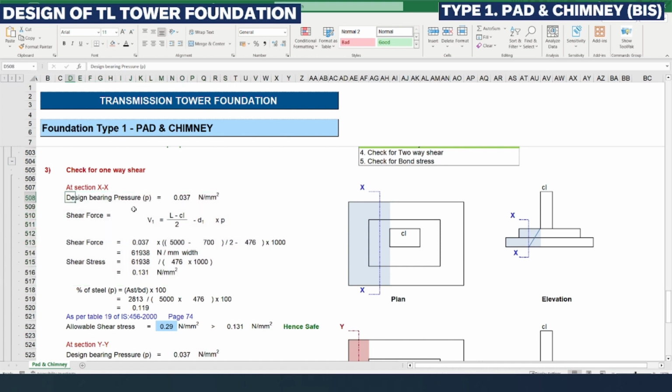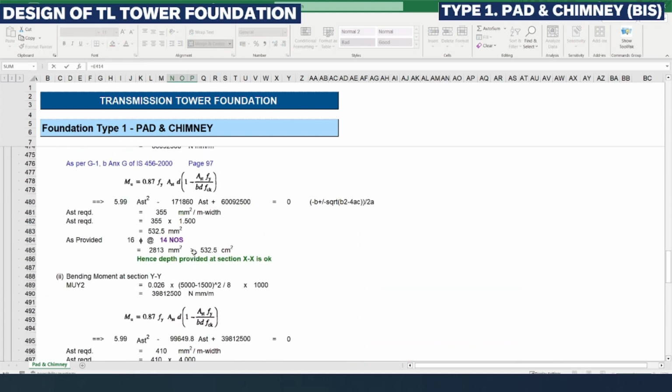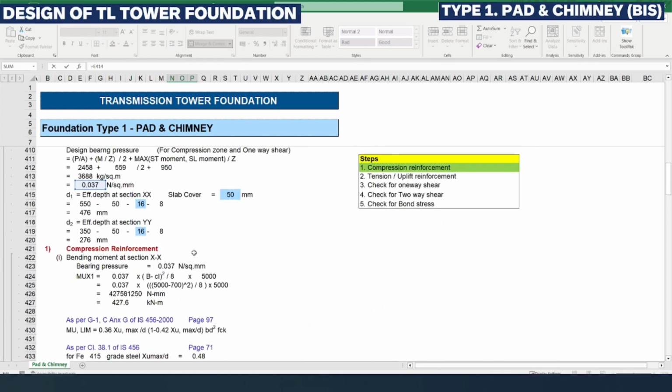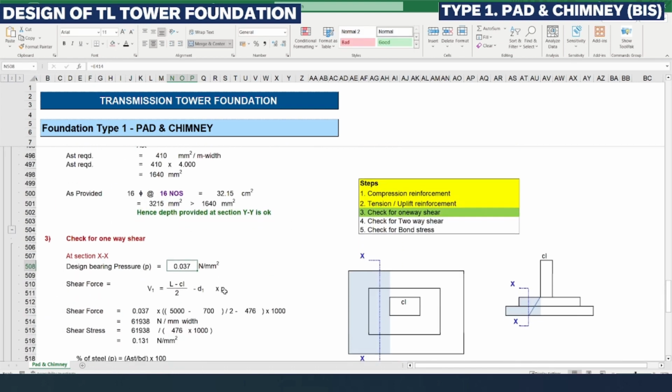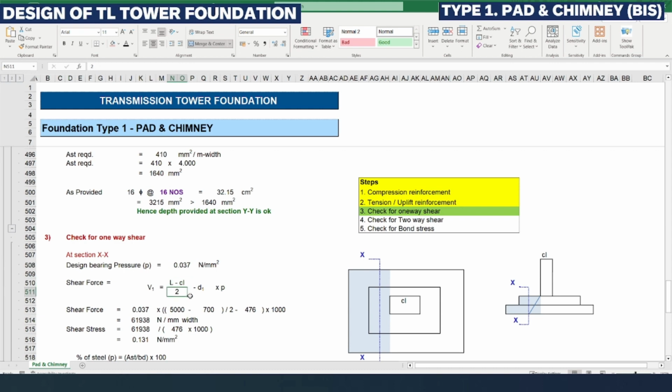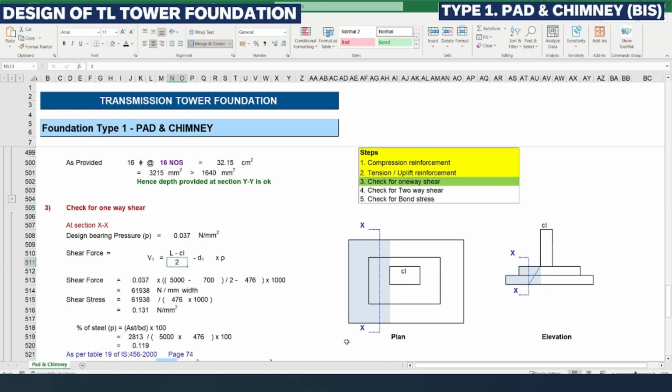The design bearing pressure coming from the base slab in the upward direction is 0.037 Newton per millimeter square, which we had already calculated for the reinforcement design calculations. Here you can see that value. With that, we need to calculate the shear force. As we know, the shear force is going to act in the effective area from the face of the column, so we need to consider this span alone. The total width is 5 meters, and we deduct the column and divide the whole by 2, and we get this area.